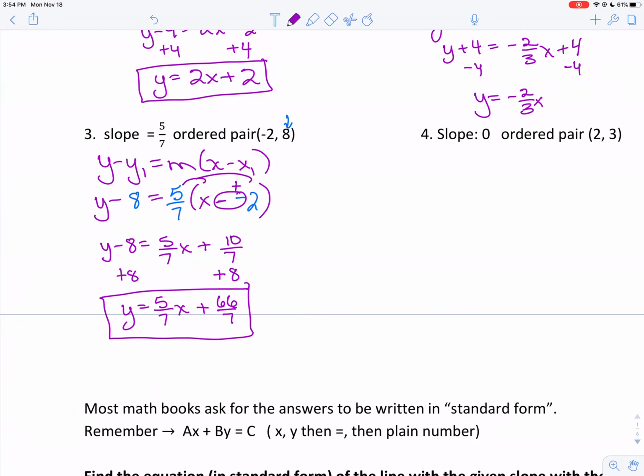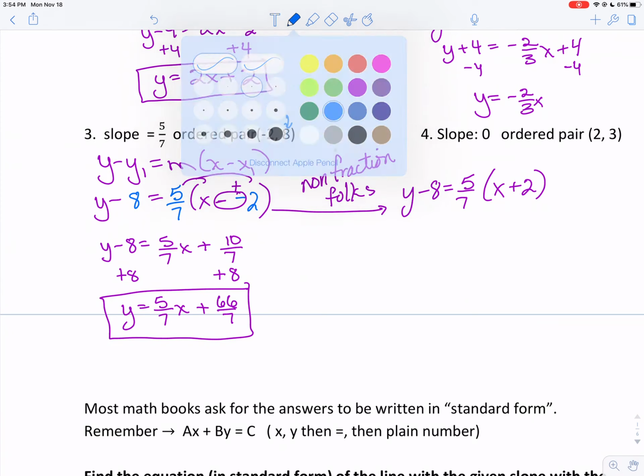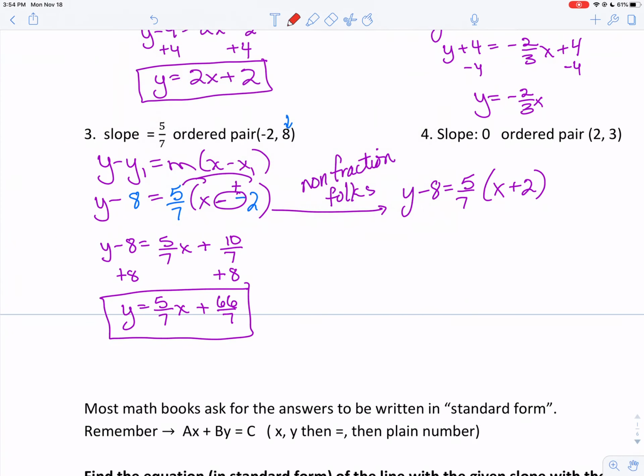Or, let me show you one other option. This is for non-fraction folks. Okay, so I've got y minus 8, same thing, 5/7 x plus 2, right? I'm going just straight from here to here. Okay, I don't like dealing with fractions. So I'm going to multiply this side by 7 and this side by 7.